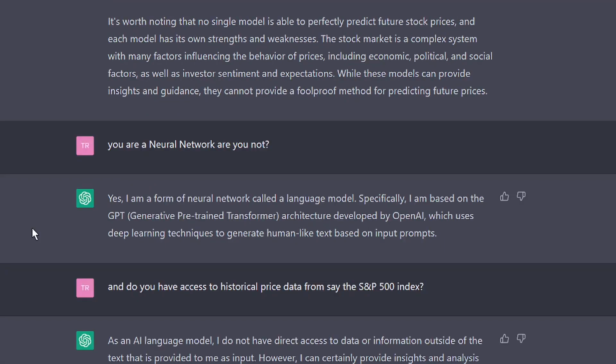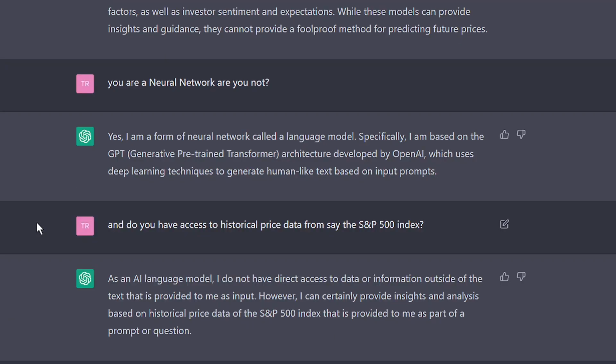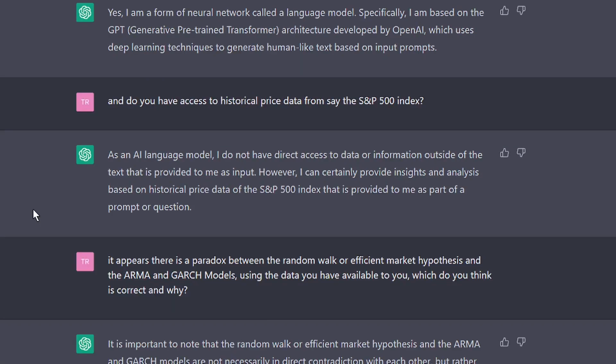You're a neural network, are you not? Yes, I'm a form of neural network called a language model. Specifically, I'm based on the GPT generative pre-trained transformer architecture developed by OpenAI, which uses deep learning techniques to generate human-like text based on input prompts. And do you have access to historical price data from, say, the S&P 500 index? As an AI language model, I do not have direct access to data or information outside of the text that is provided to me as input. However, I can certainly provide insights and analysis based on historical price data of the S&P 500 that is provided to me as part of a prompt or question.